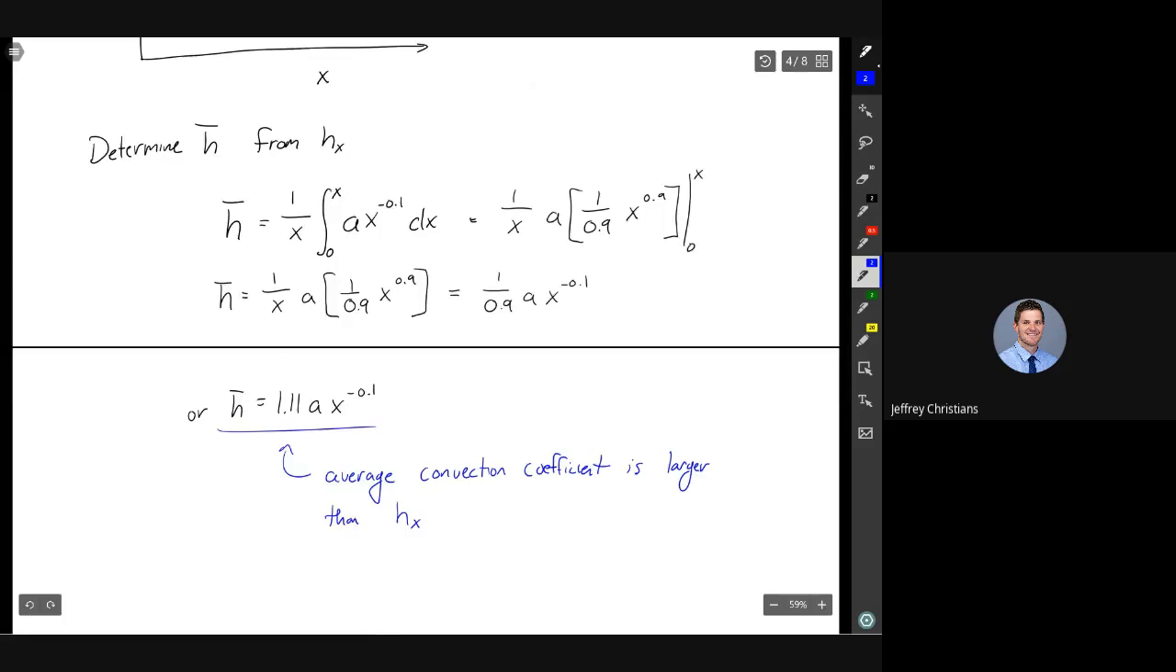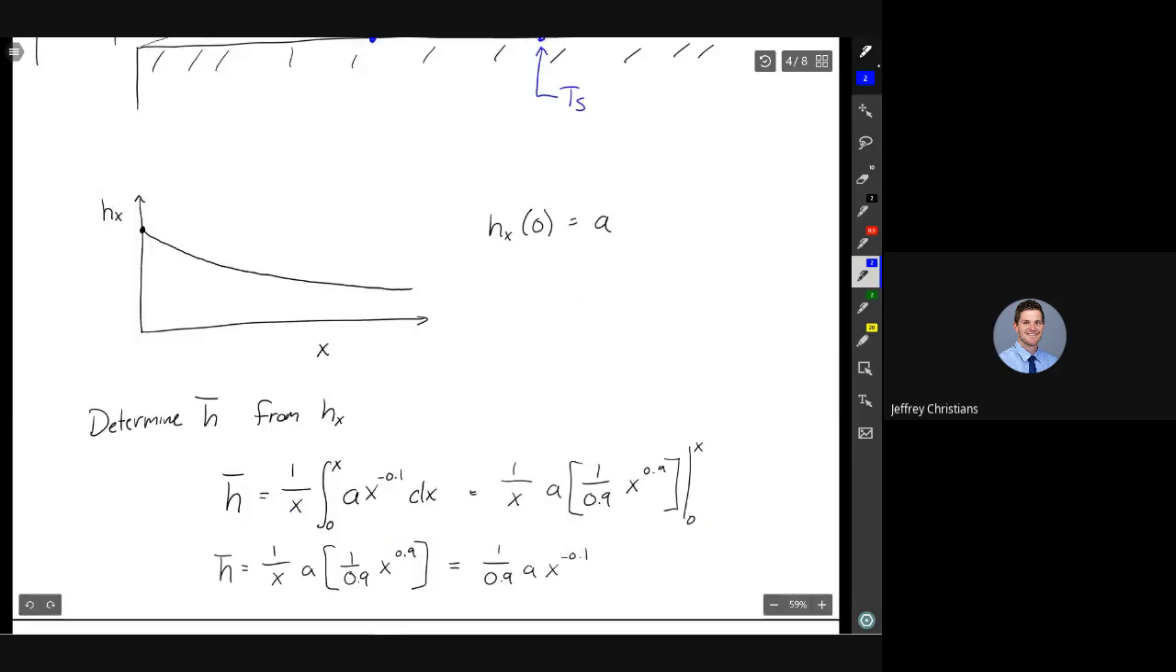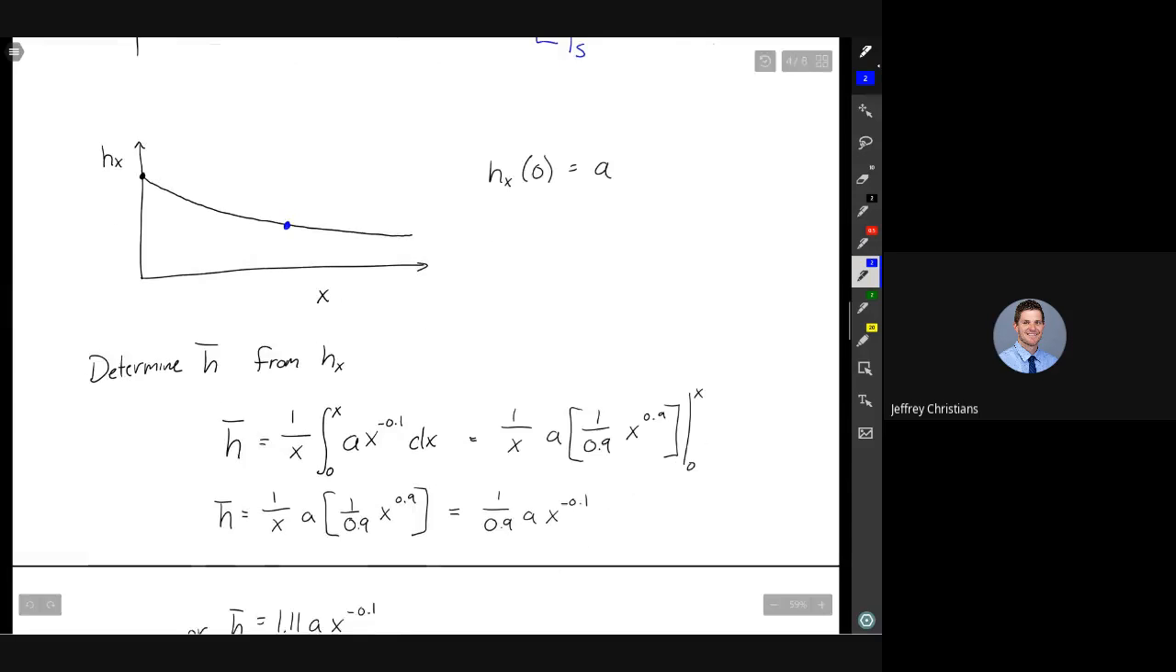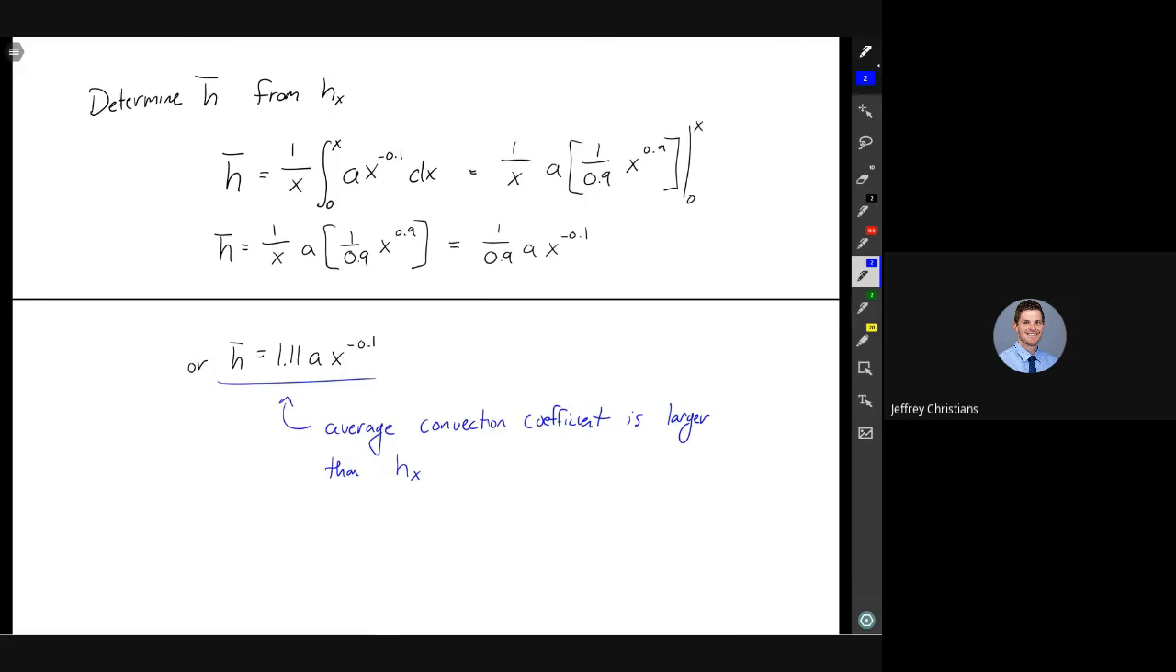Okay, basically what we're saying is if we look here at this point and we want to calculate the average up to that point, it's always going to be bigger than the value at that given point because h is always decreasing. In this case, how much bigger? Well, it's 11% bigger. So h is decreasing very slowly, but the average is always going to be bigger than the value at a given point.